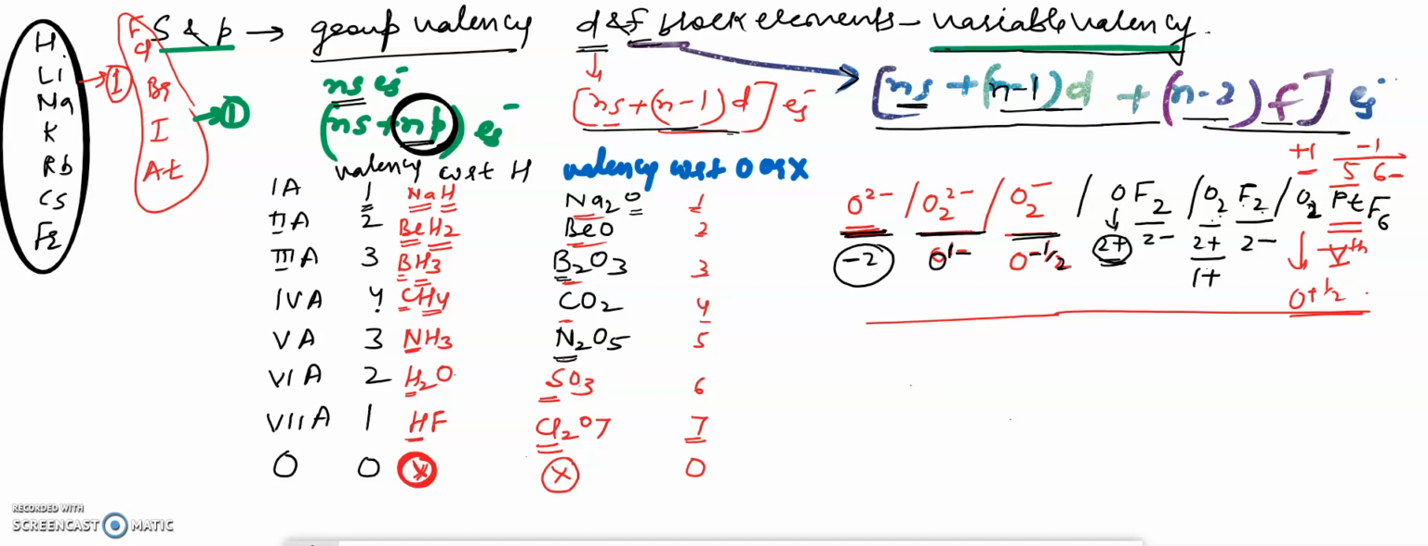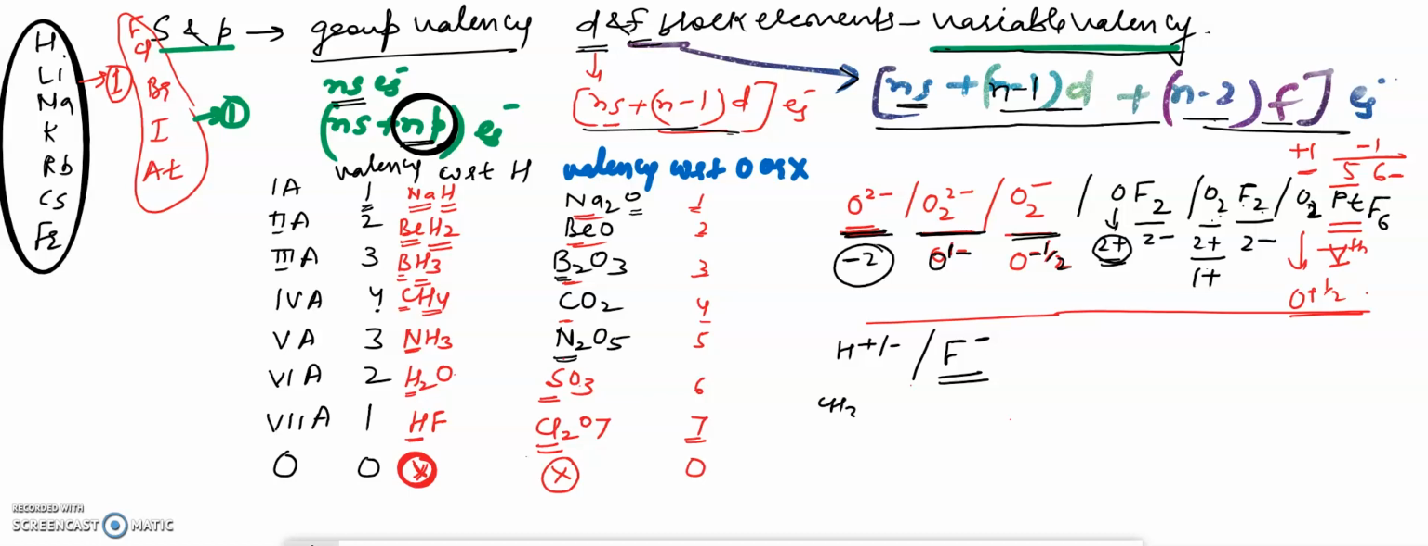Now we'll talk about hydrogen. Hydrogen can show plus 1 and minus 1 oxidation states. Fluorine can show only minus 1 oxidation state. No other oxidation state fluorine can ever show. Fluorine is the most electronegative element. It has the highest electronegativity out of all elements in the periodic table. So fluorine can show only minus 1 oxidation state. It can never show any other oxidation state.